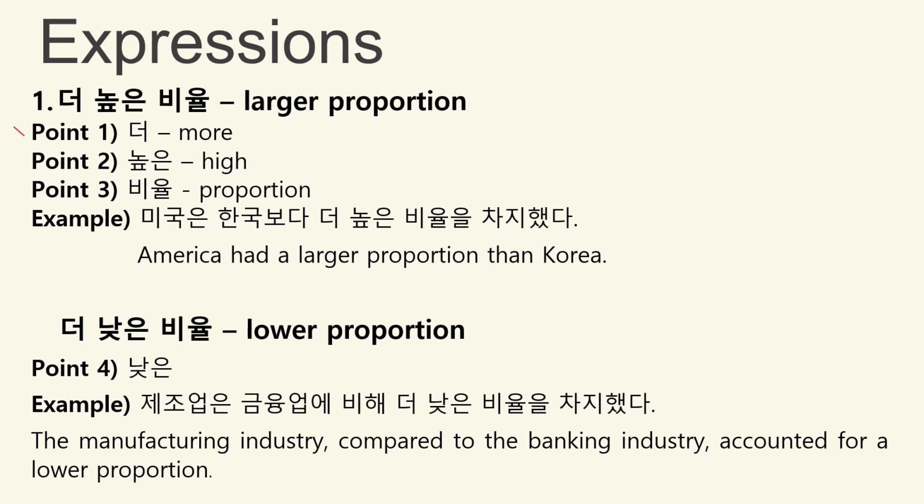The first one is 더 높은 비율. 더 means more in Korean. 더 높은 비율. An example sentence is 미국은 한국보다 더 높은 비율을 차지했다. Here is the English translation. This same structure can be used for the opposite meaning as well. 제조업은 금융업에 비해 더 낮은 비율을 차지했다. Here is the English translation.